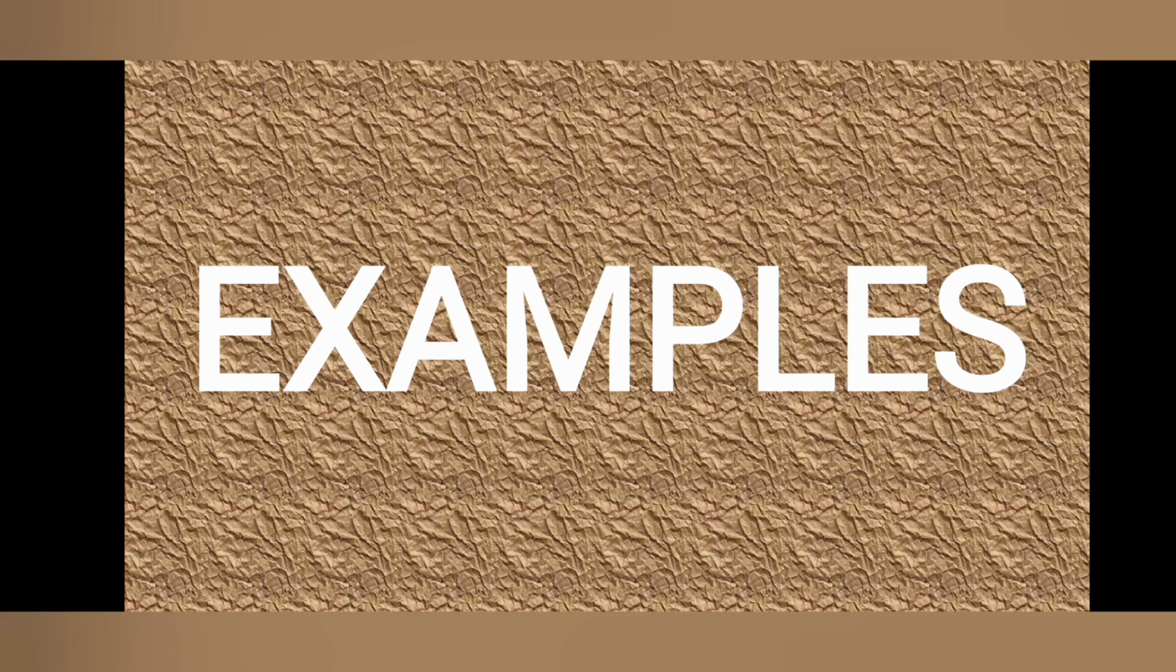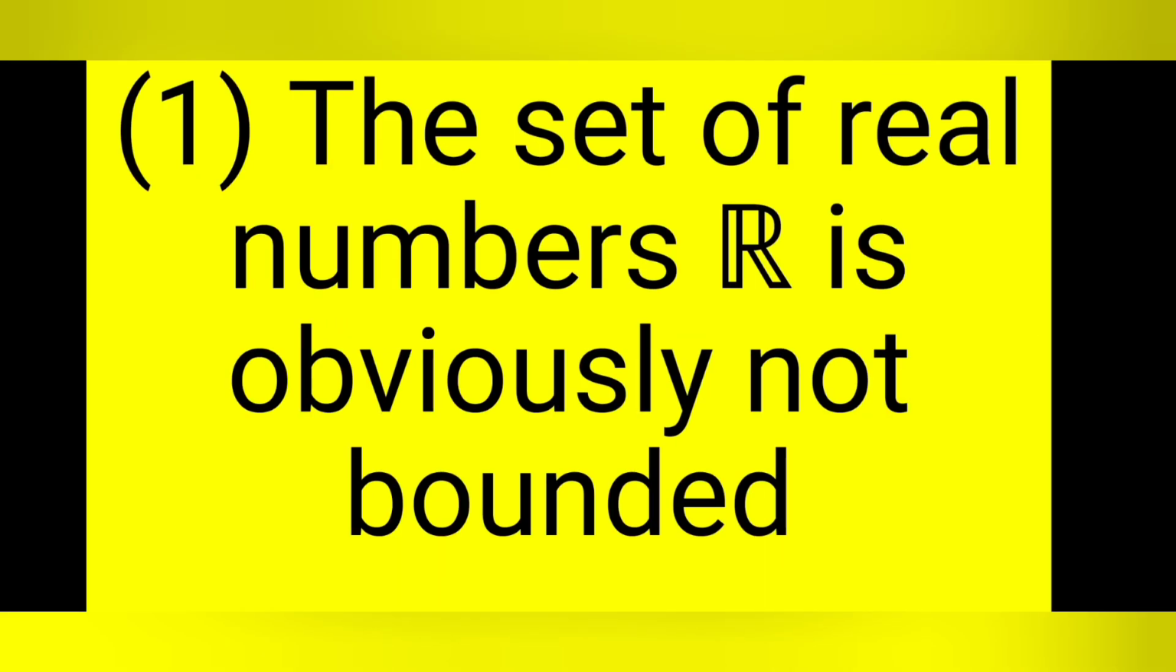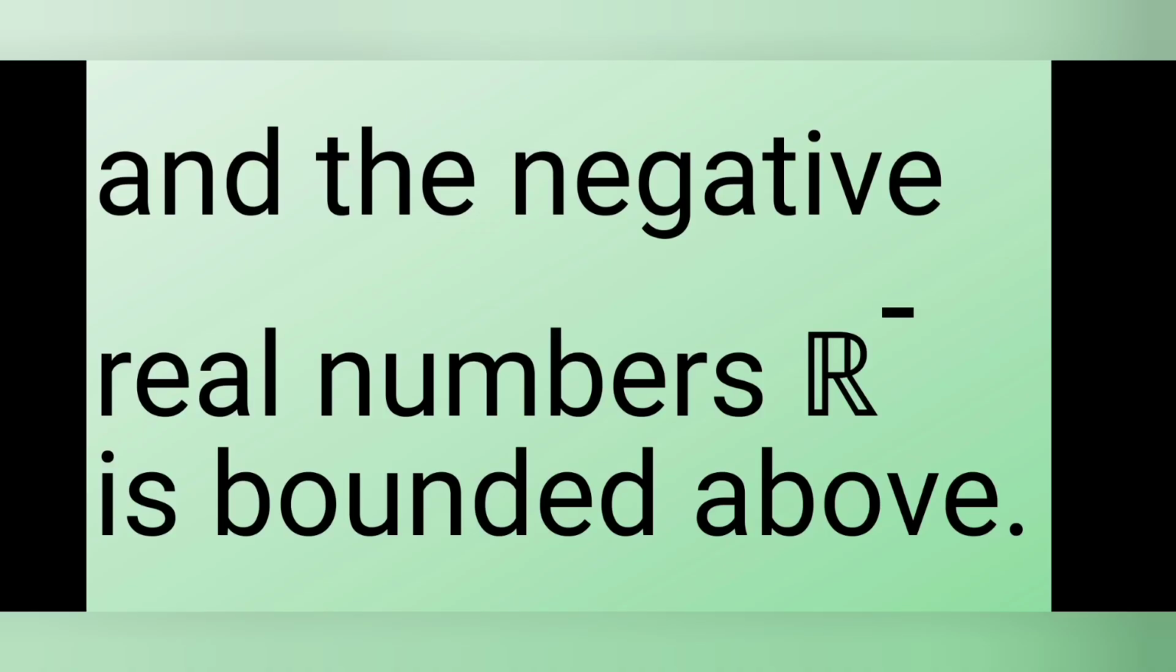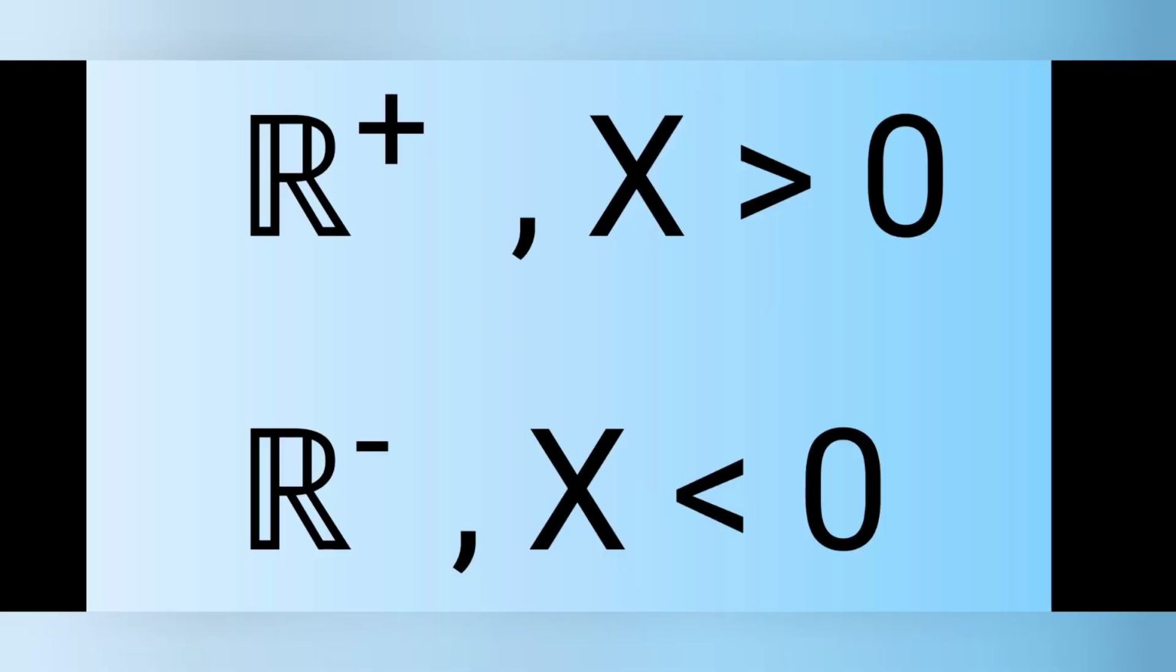Now, we're going to look at a few examples of bounded sets. The set of real numbers is obviously not bounded, but the set of positive real numbers is bounded below, and the set of negative real numbers is bounded above. In the set of positive real numbers, x is greater than 0, while in the set of negative real numbers, x is less than 0.